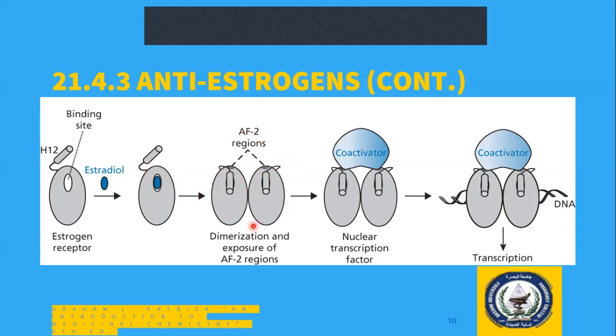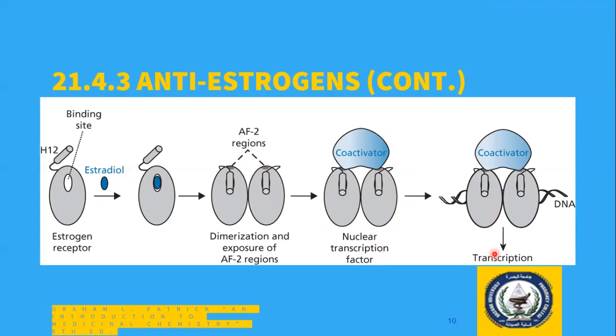Then dimerization and exposure of the AF2 regions will happen. After that, the co-activator will come and interact with the dimer at the AF2 regions. This whole complex is called the nuclear transcription factor. This nuclear transcription factor will interact with DNA and lead to transcription. Transcription will form RNA. RNA will make proteins, and proteins will do their work.